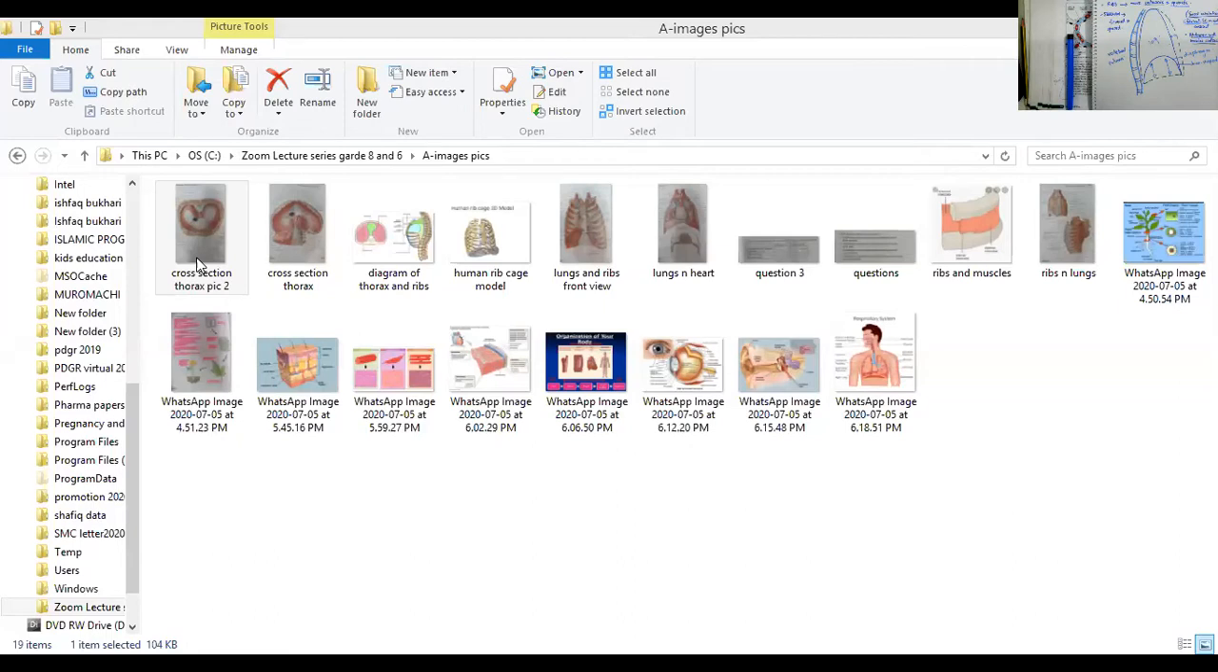Okay, you don't have to learn the labelings and everything, but do understand these major points, the points that I'm mentioning. These two places are where the two lungs sit. This place is where the heart sits, okay? This is the top view of the diaphragm. I'm showing you the floor of the thoracic cavity, the floor of the thorax, okay?